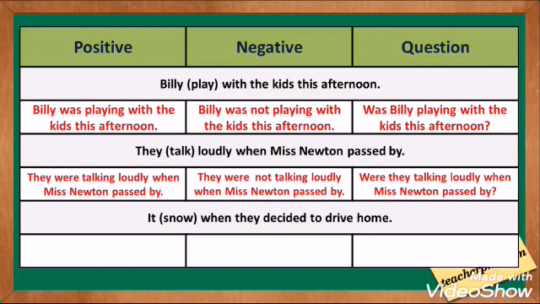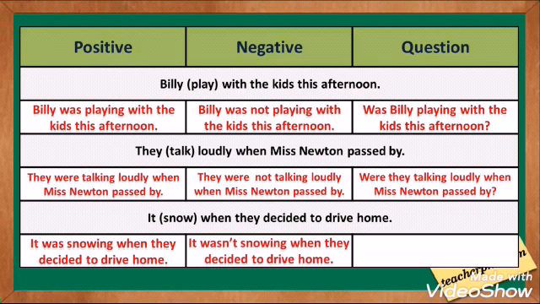The last example for us: it snowed when they decided to drive home. The short action is they decided to drive home, after when, and before when is the long action. So it will be it was snowing when they decided to drive home. And the negative: it was not, or it wasn't, snowing when they decided to drive home. The question: was it snowing when they decided to drive home?